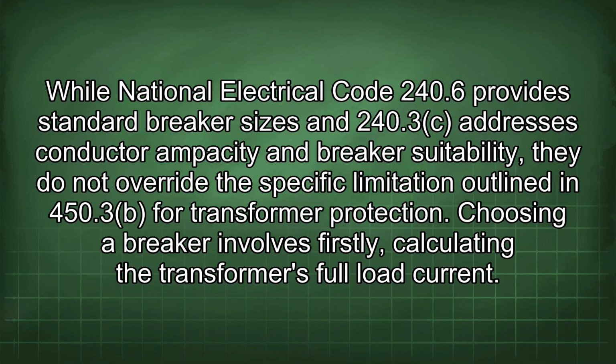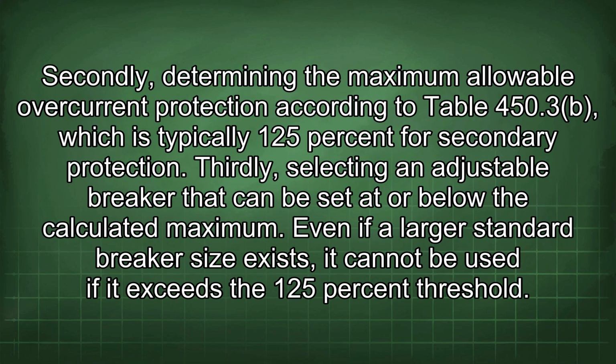B for transformer protection. Choosing a breaker involves firstly calculating the transformer's full load current. Secondly, determining the maximum allowable overcurrent protection according to Table 450.3, which is typically 125% for secondary protection. Thirdly, selecting an adjustable breaker that can be set at or below the calculated maximum. Even if a larger standard breaker size exists, it cannot be used if it exceeds the 125% threshold.